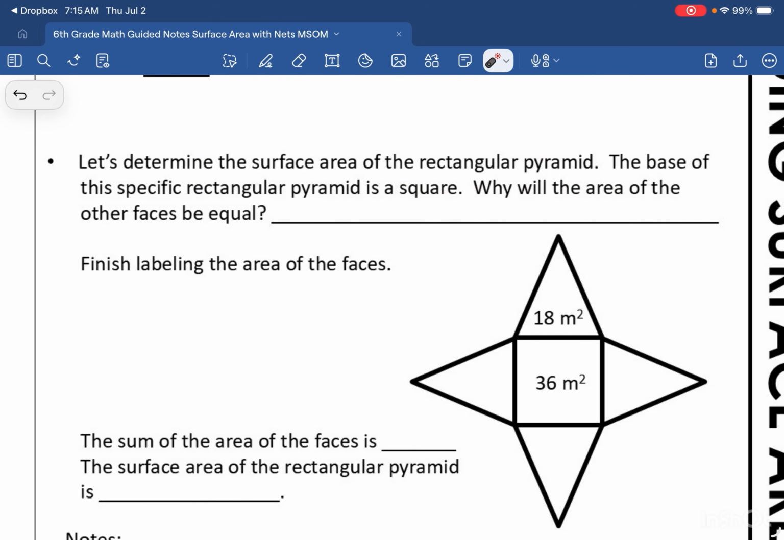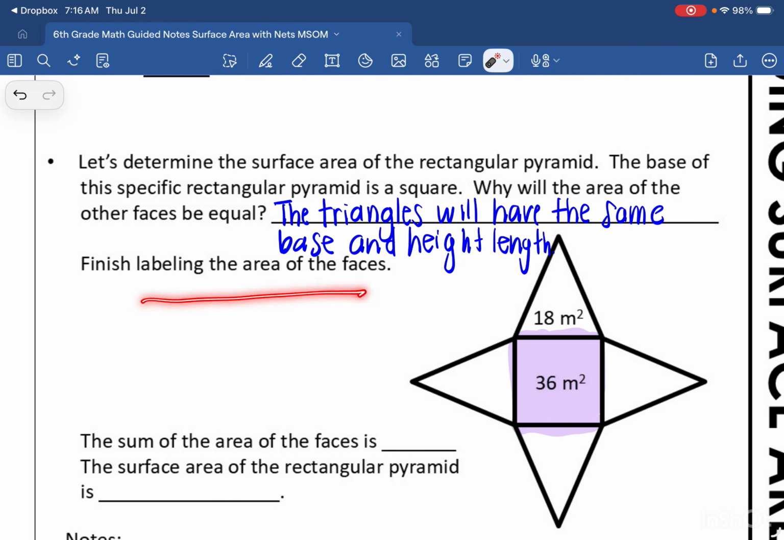Let's determine the surface area of the rectangular pyramid. The base of this specific rectangular pyramid is a square. Why will the area of the other faces be equal? Since it is a square, the bases of the triangles will be the same, and they are reaching the same height, so the height of the triangles will also be the same.